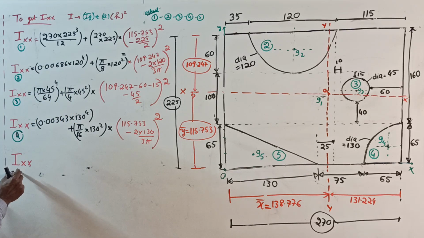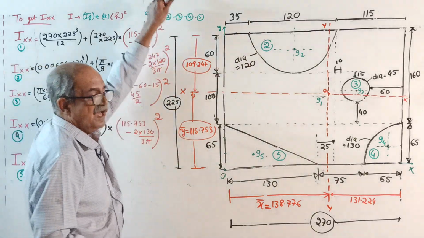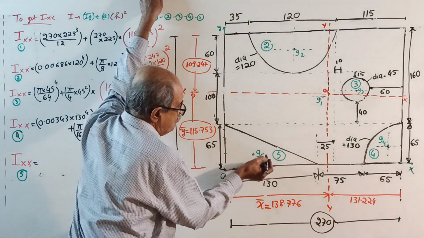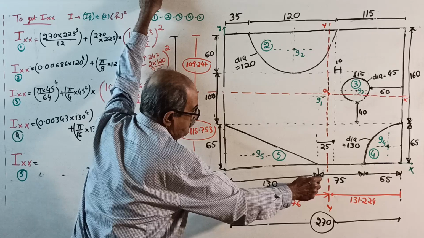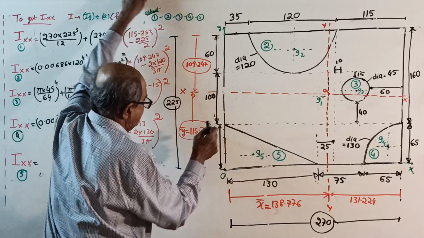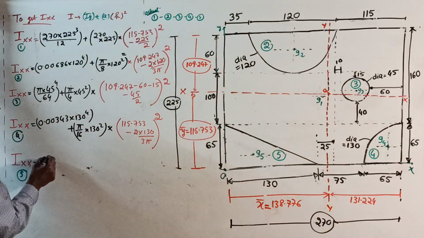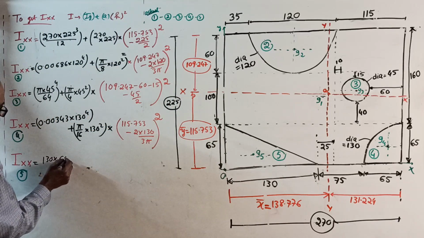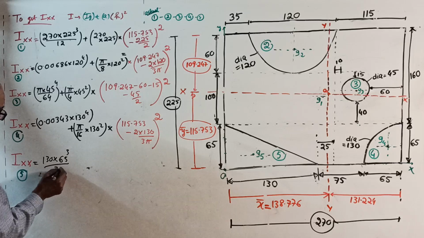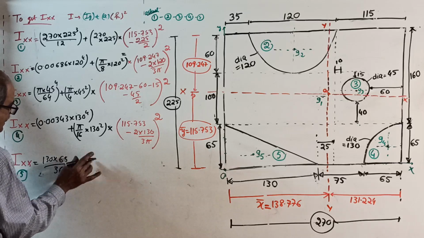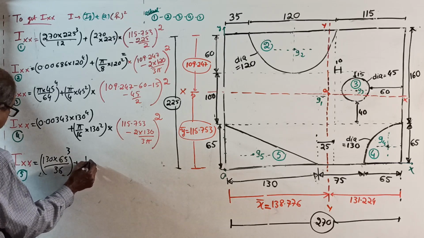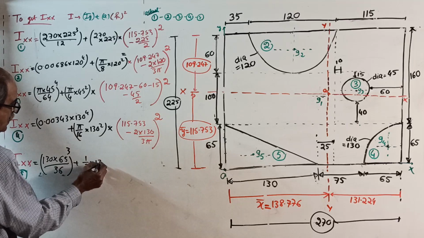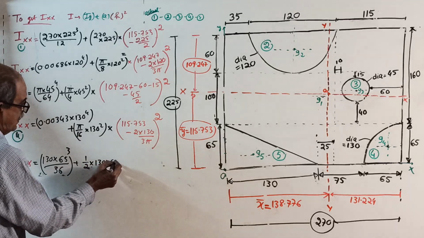Ixx for 5. 5 is the triangle. I told I will not explain. First I about its own centroid of the triangle. This is a right angle triangle. Base is 130, height is 65. So 130 into 65 cube by 12. See, just for fun I told 12. It is not 12, it is 36. Okay, plus half into base, base is 130 into height is 65.